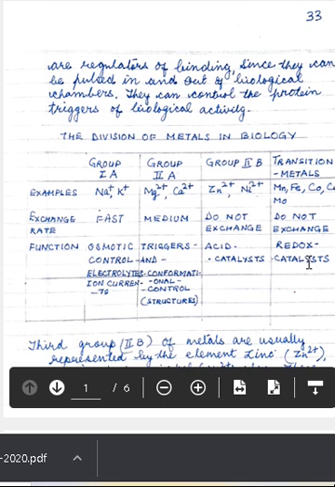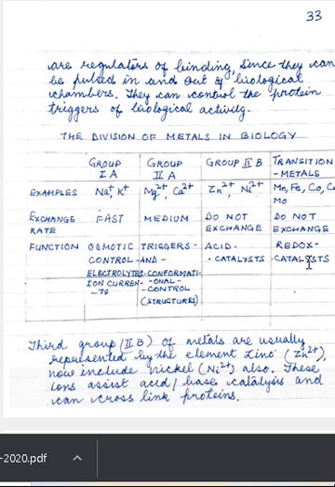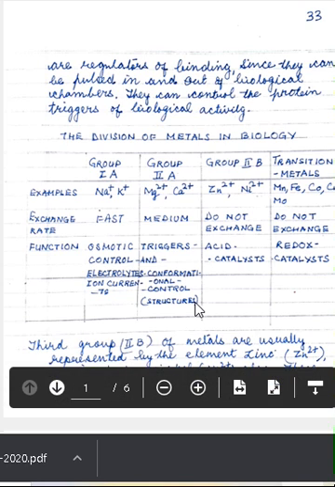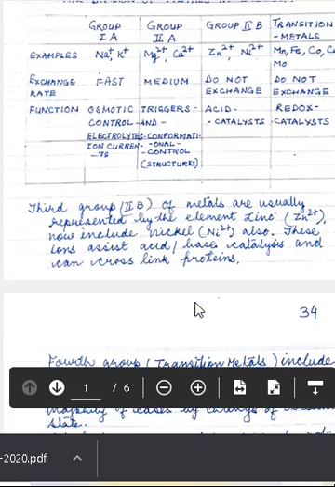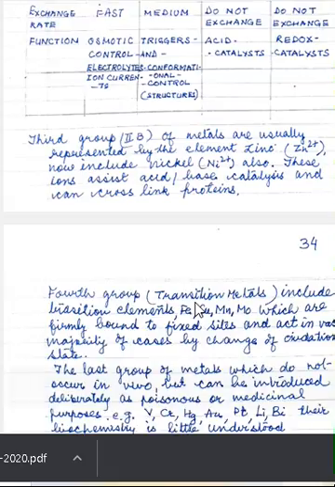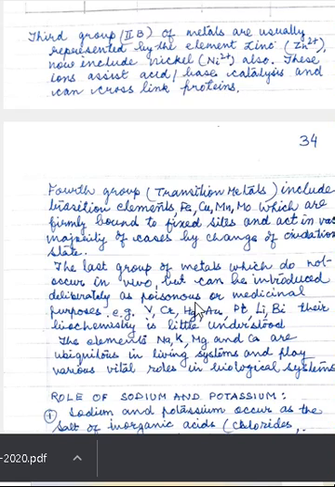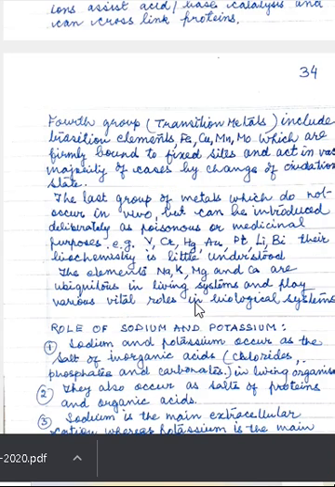Third, group second B metals are usually represented by the element zinc, and now include nickel also. These ions assist acid-base catalysis and can cross-link proteins. Fourth, group transition metals include iron, copper, manganese and molybdenum, which are firmly bound to fixed sites and act in the vast majority of cases by changes of oxidation state.